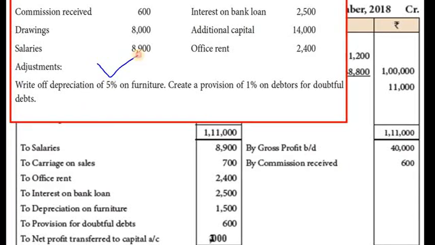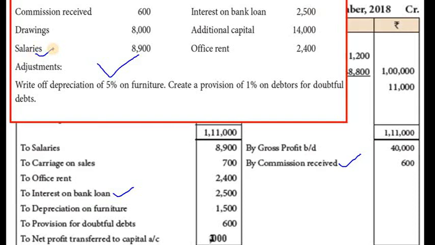Now the snapshot moves to the top. We have information regarding commission received. Commission received is an income. It is shown on the credit side of the profit and loss account. Interest on bank loan is an expense, so it comes on the debit side of the profit and loss account.